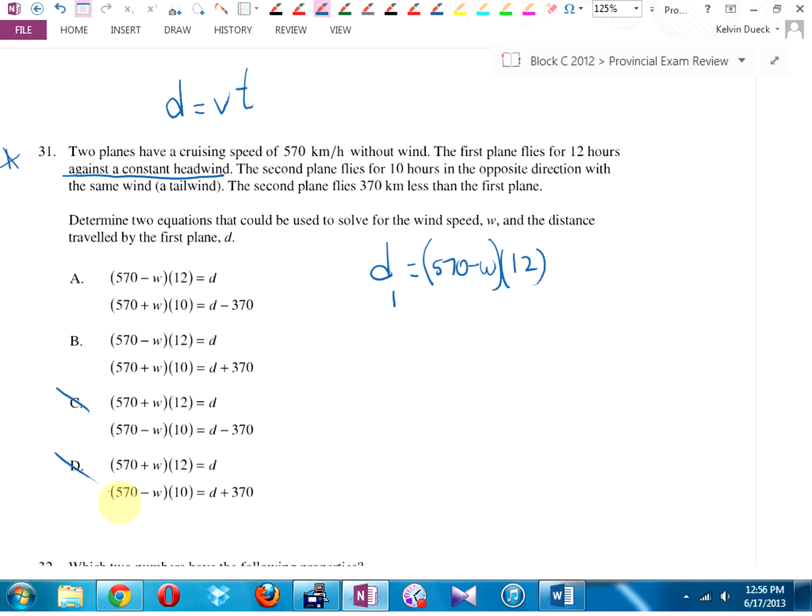The second plane flies for how long? In the opposite direction.